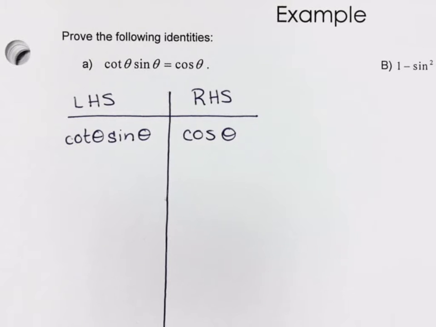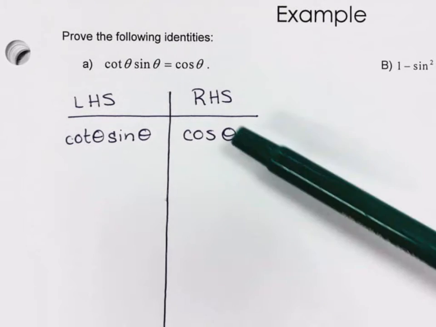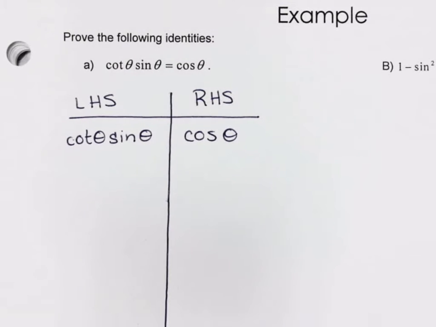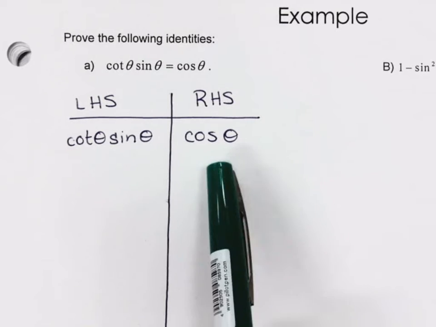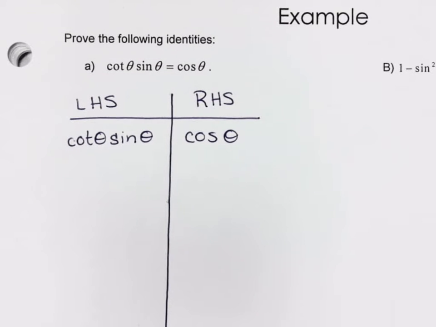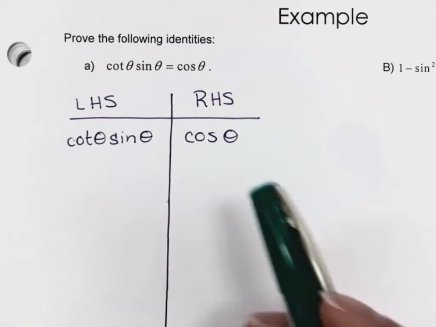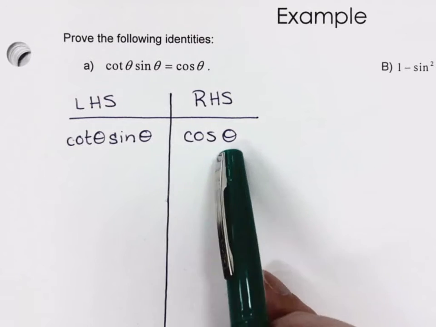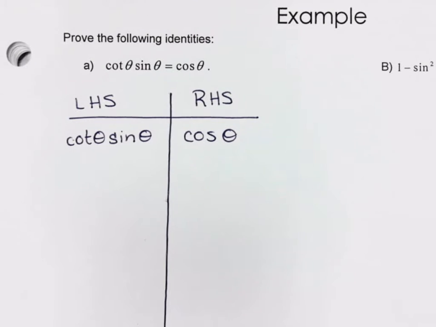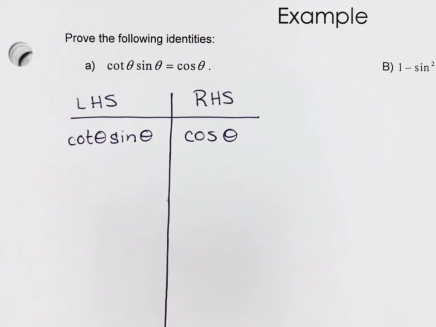So this one's nice and easy. The first thing I'm going to do is look at what side I'm going to work with. What side would you work with? Left. The reason why is cos is a primary trig ratio. There's nothing I can do to it. This side has a cotan in it, so I can do something to it. So cotan I'm going to rewrite as what? Cos over sine.